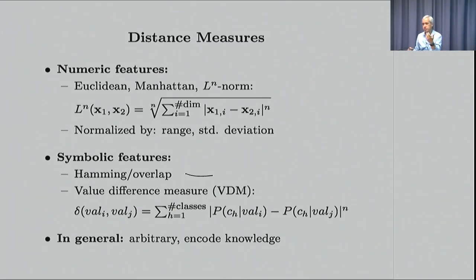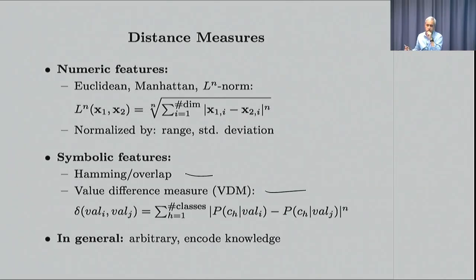And there was actually this notion that nearest neighbor is good for numeric data, where you can use Euclidean distance and things like that. But for symbolic data, you should use decision trees and rules and things like that. And then somebody came up with a very clever idea. And this clever idea is what is called a value difference measure.